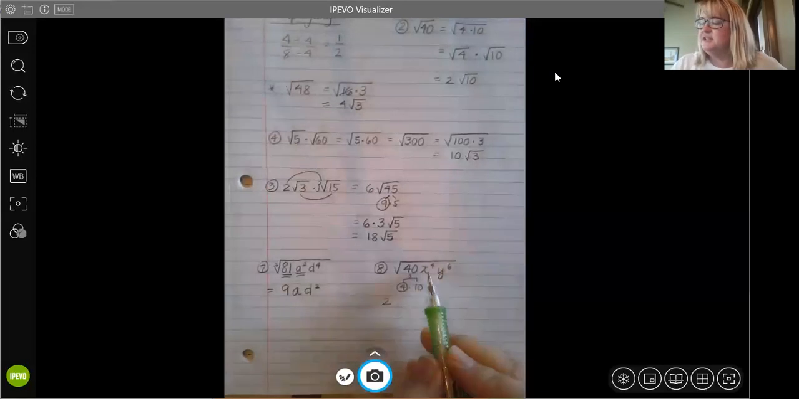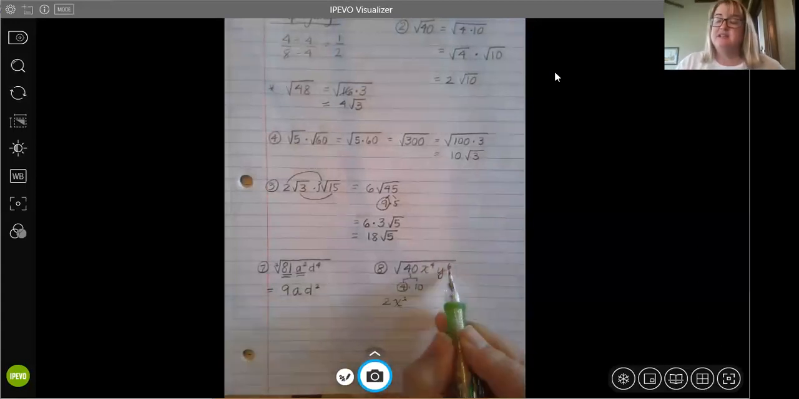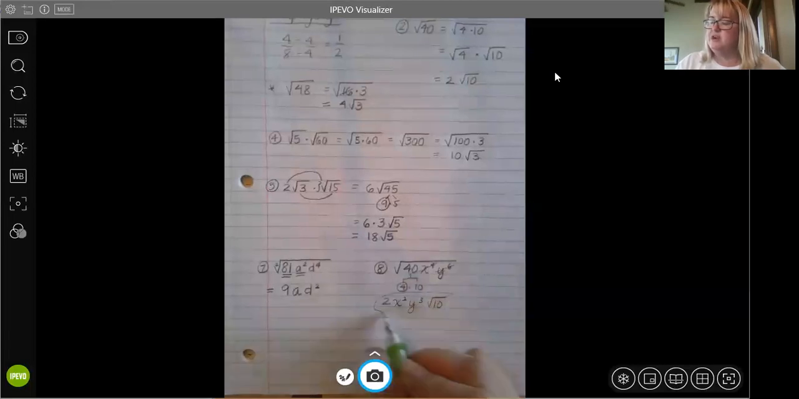And x to the 4th, we are finding the square root of x to the 4th, so you divide your exponent by 2. x to the 4th divided by 2 would be x squared. Y to the 6th, finding the square root of y to the 6th, 6 divided by 2 is 3, so it's y to the 3. So that factored all the way out. So all I have left is the square root of 10. So this is your answer to number 8.